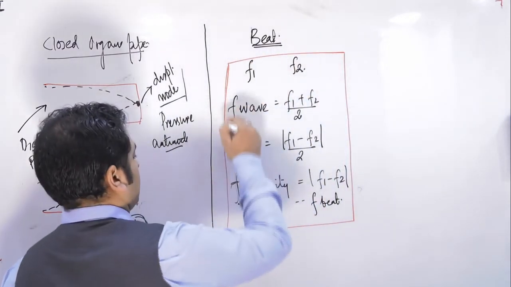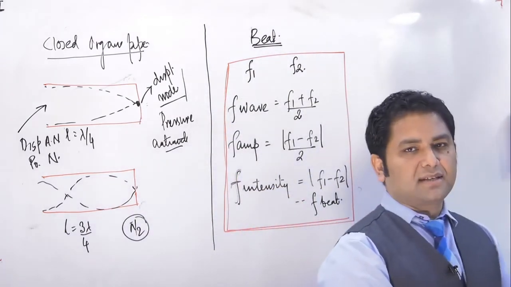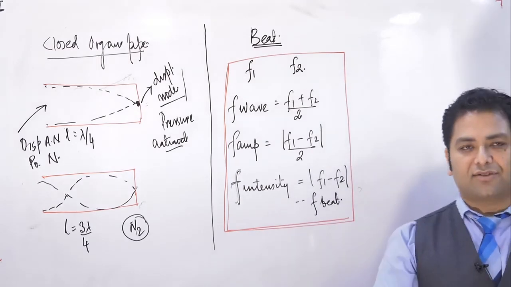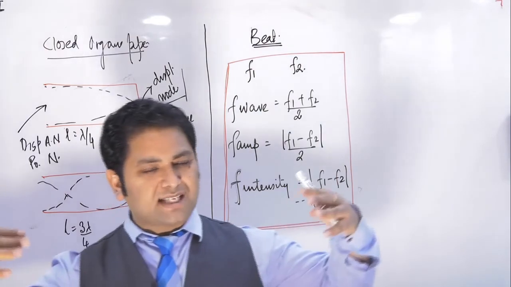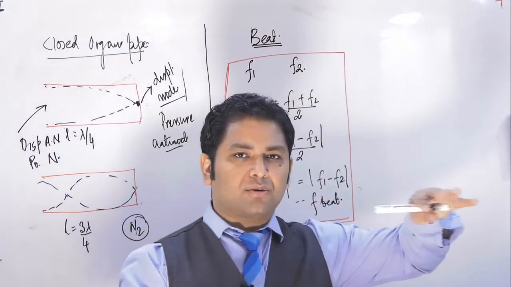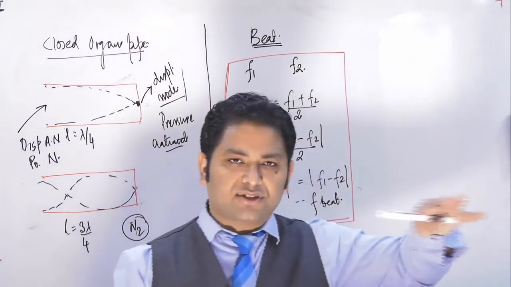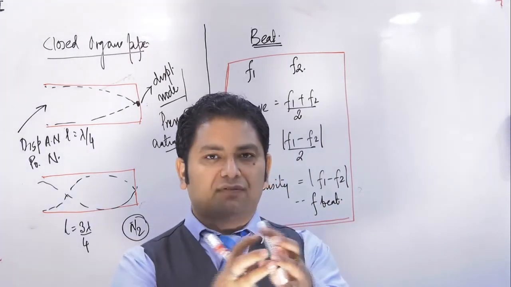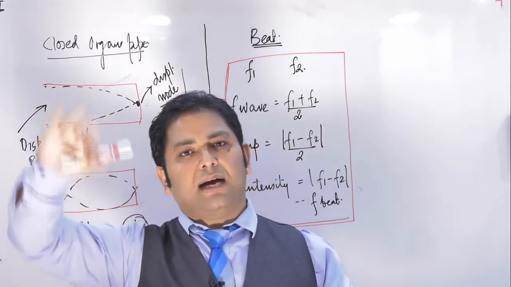In fact, remember one thing. How does a beat appear? How does it sound? Let's try to say. It's something like if you play two sounds together, one is a constant sound, the intensity does not go up, does not go down, flat, constant. The other is also flat.